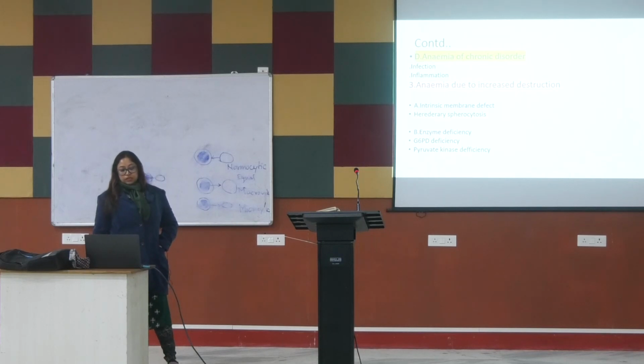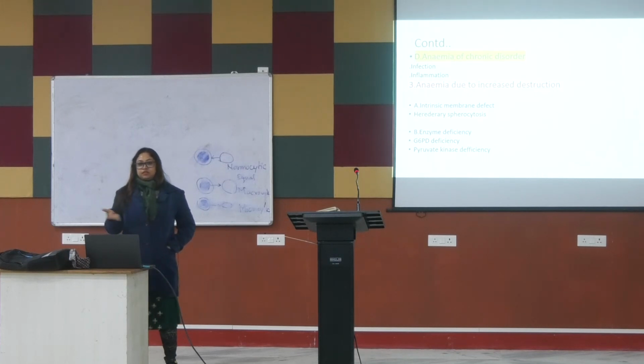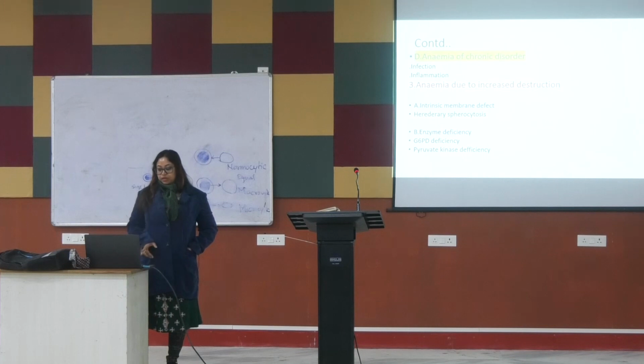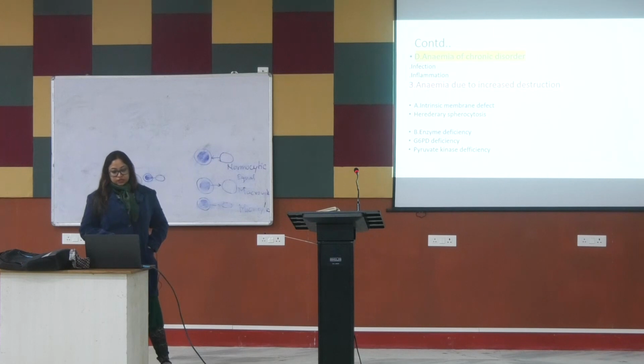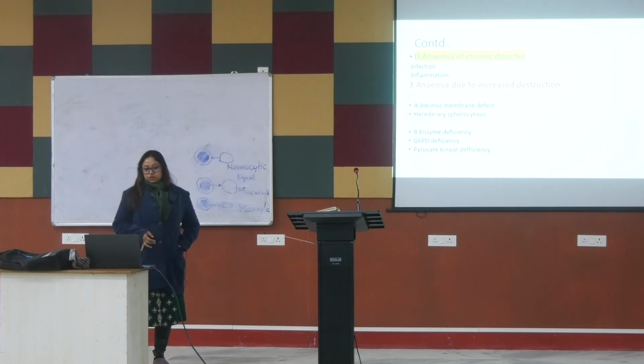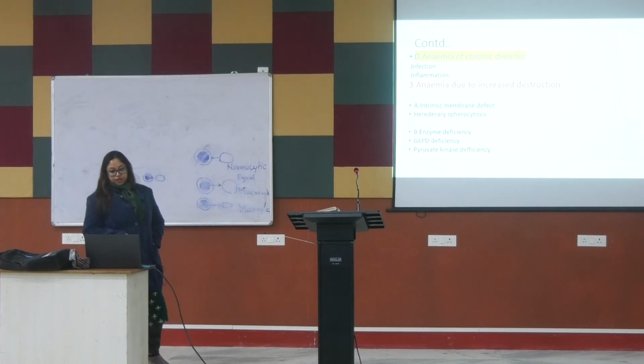Intrinsic membrane defect causing hereditary spherocytosis. It is an inborn defect. There is a defect in spectrin causing the membrane of the RBC to be not proper. It became like a sphere. RBC looks like a disc-like structure, but due to membrane defect, it becomes spherical and prone to destruction, destroyed easily. So, hereditary spherocytosis is an example of intrinsic membrane defect anemia.